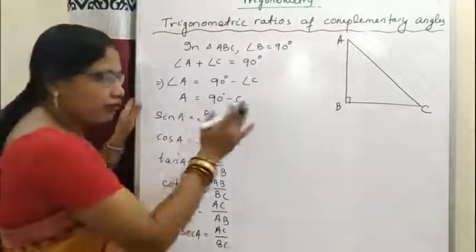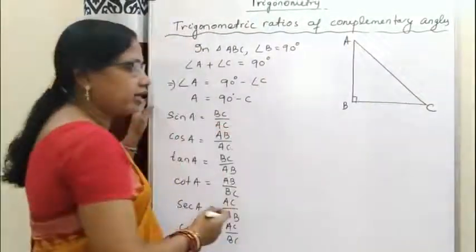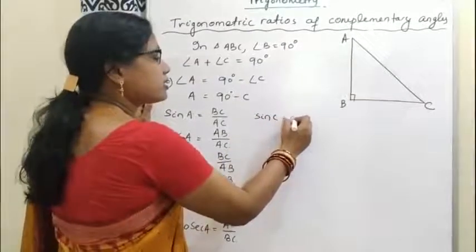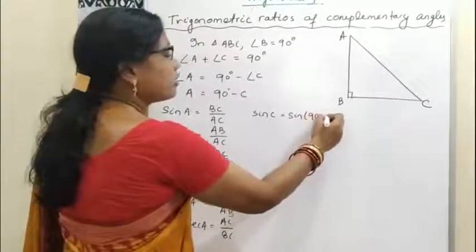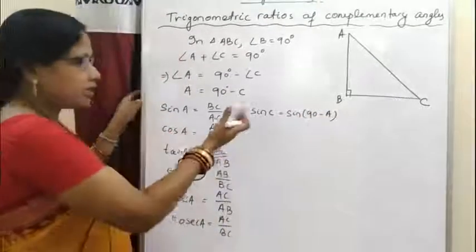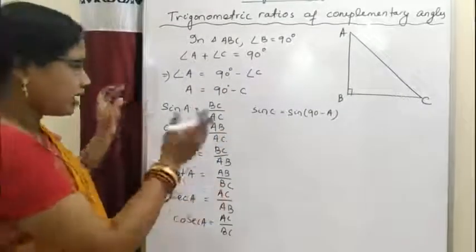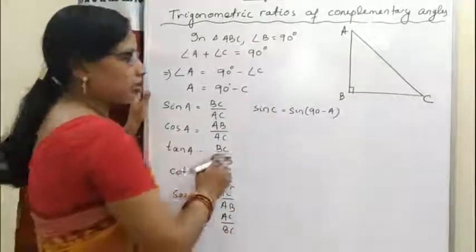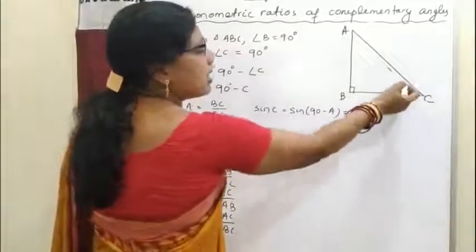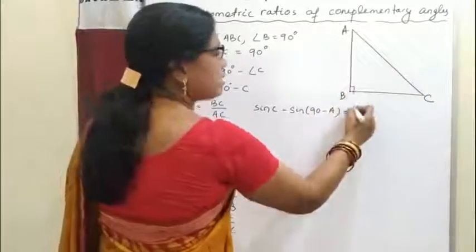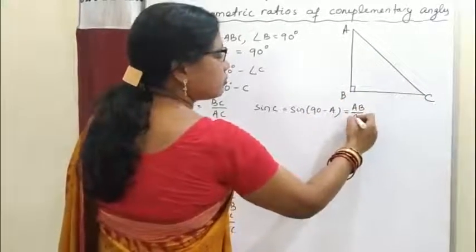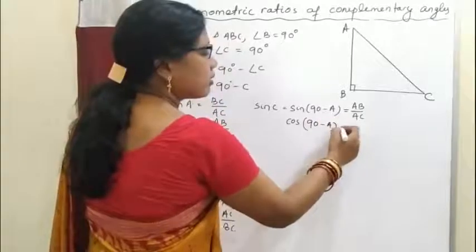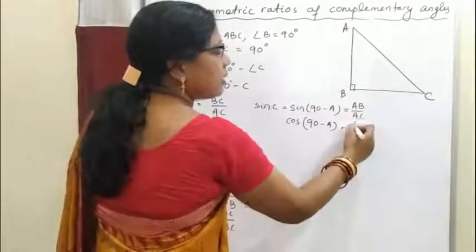So now we will find the trigonometric ratios of angle C. So we can write sin C as sin 90 minus A, because C is equal to 90 minus A or A is equal to 90 minus C. So sin C is equal to sin 90 minus A. So what is the value? That is sin C is equal to AB by AC. Then cos 90 minus A is equal to BC by AC.